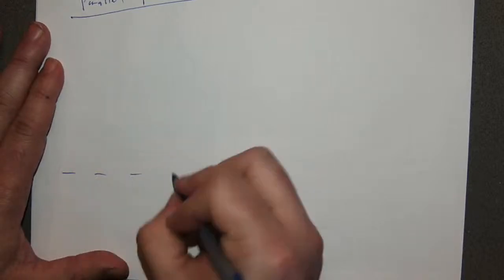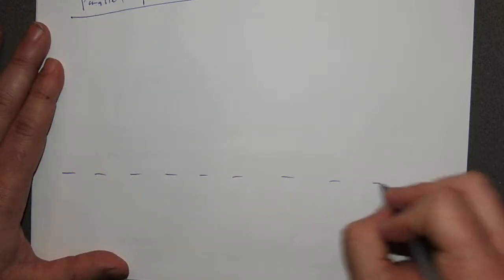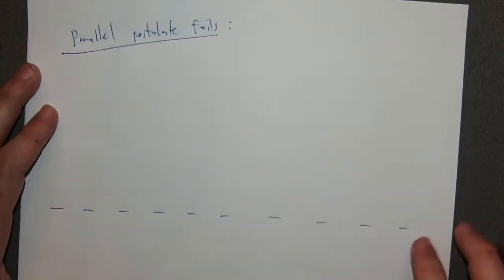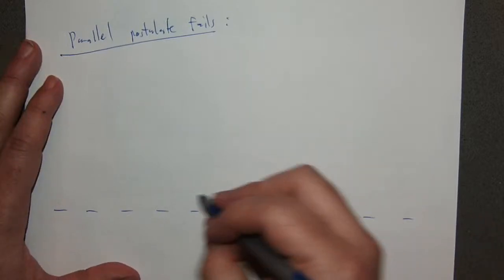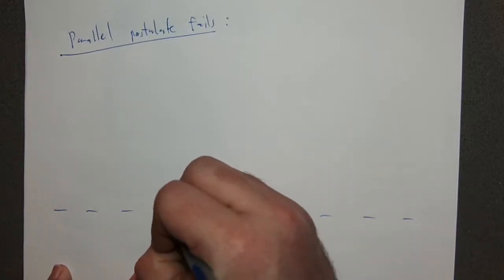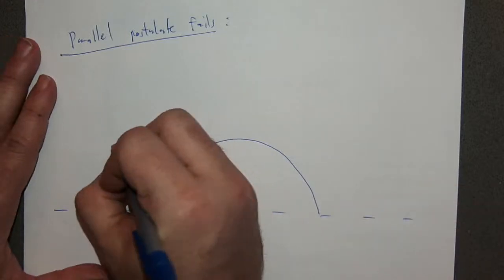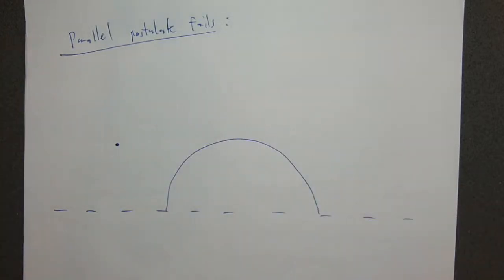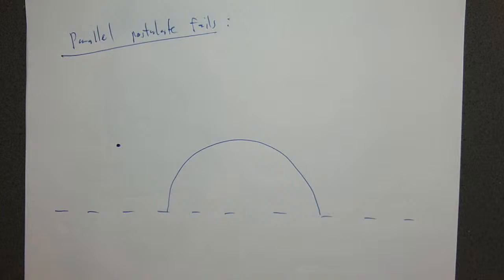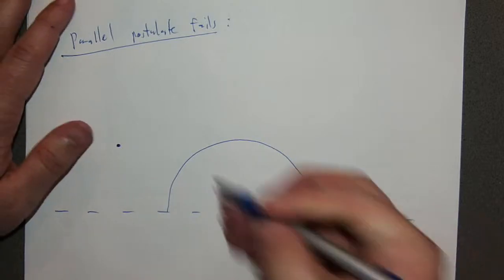Right? If we use Playfair's axiom version of it, what would that say? Well, here is my line, we'll say. Here's a point not on that line. How many lines can I draw through this point that are parallel to the line I started with? Infinitely many.